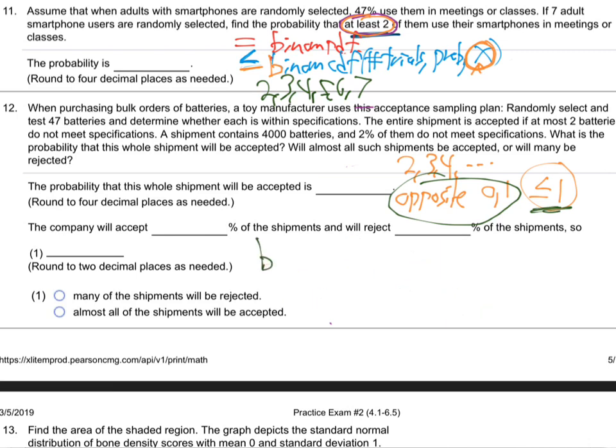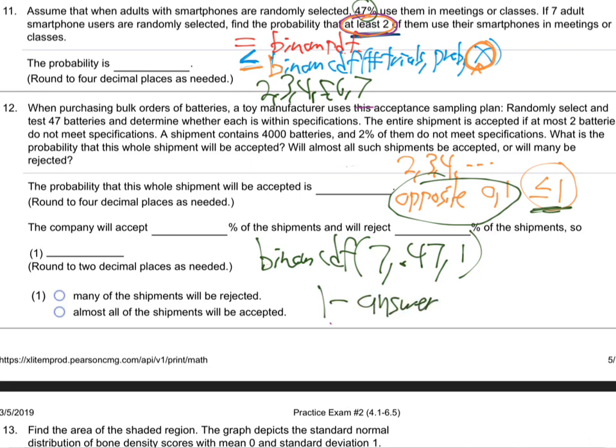So you put in your binom CDF, number of trials 7, probability 0.47, and 1. And then you take 1 minus the answer that you get. And that should be right. All right, so let's get it. Binom CDF of 7, 0.47, 1, and 1 minus that is 0.915. There it is.